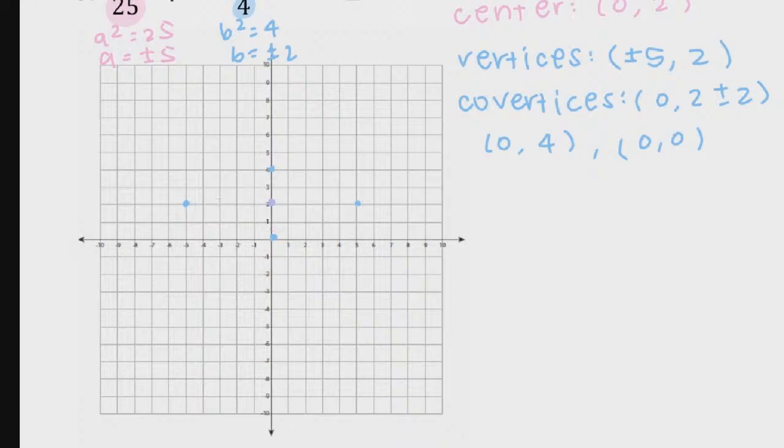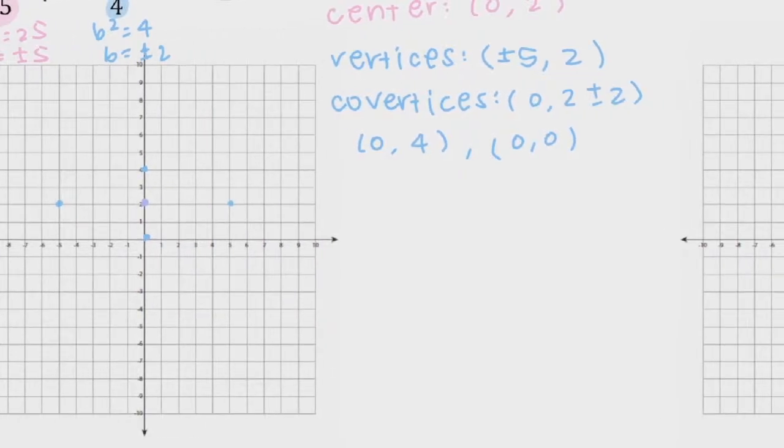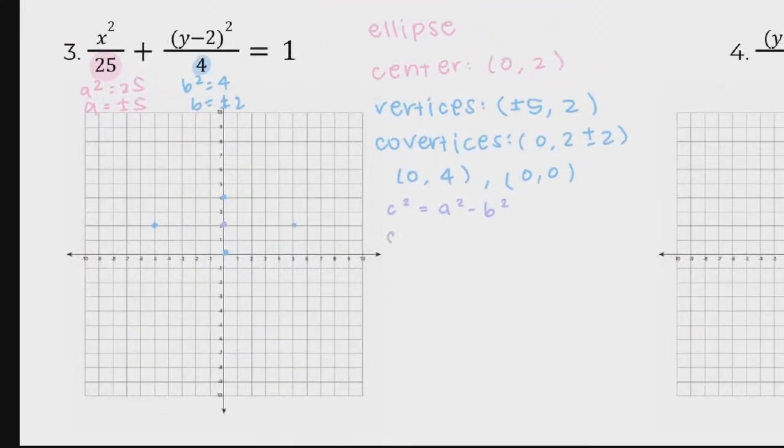Okay, and then the last thing we have to find is the foci. So that's going to be using the equation c squared equals a squared minus b squared. So that's going to be 25 minus 4, which is 21. And then we have to square root both sides, so we get c equals plus or minus square root of 21.